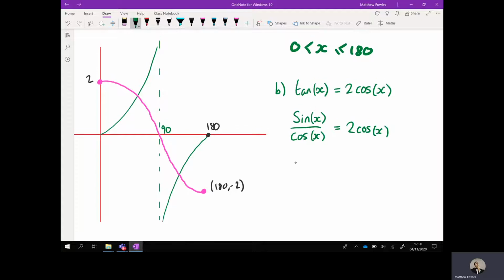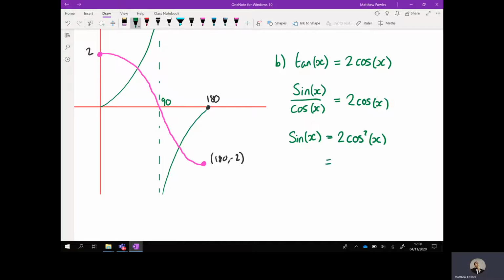To remove the coses, first multiply through by cos in order to give sine equals 2 cos squared, whereupon we can then use the identity involving cos squared, which is that cos squared is equal to 1 minus sine squared. You always want to be on the lookout for cos or sine squareds in your trigonometric expressions, as they are easy to convert into the other. Finally, to finish up, we move everything to the left-hand side, which gives us 2 sine squared x plus sine x minus 2, as required by our show that.